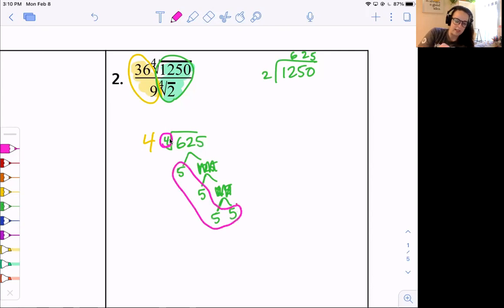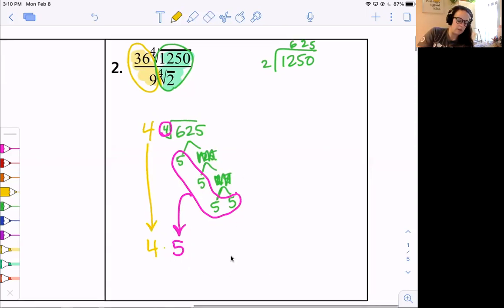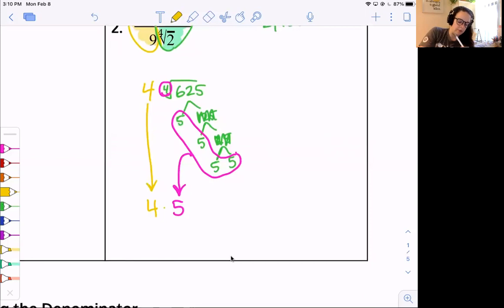So you have 4 5s here, all coming to the outside. The 4 is coming straight down from the outside already. And there's nothing left over in this root, so I don't need to write the root anymore. So then I would just do 4 times 5, which would give me 20. My correct answer here is the number 20.